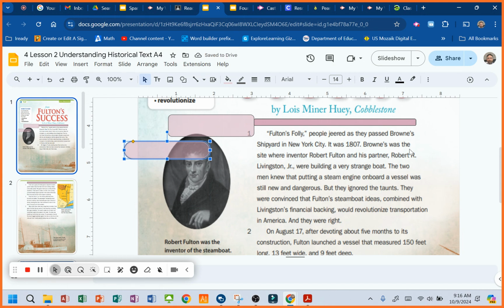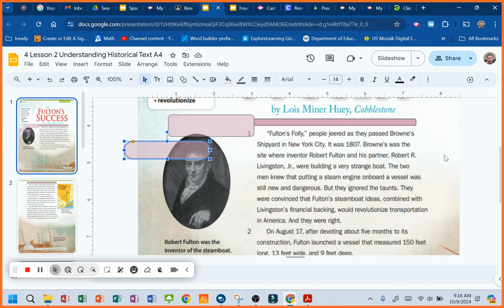Fulton's Folly. People jeered as they passed Brown's shipyard in New York City. It was 1807, and Brown's was the site where inventor Robert E. Fulton and his partner Robert R. Livingston Jr. were building a very strange boat. The two men knew that putting a steam engine on board a vessel was still new and dangerous, but they ignored the taunts. They were convinced that Fulton's steamboat ideas, combined with Livingston's financial backing, would revolutionize transportation in America.